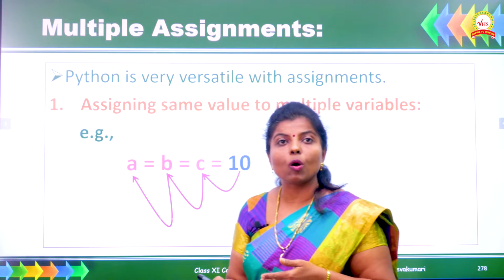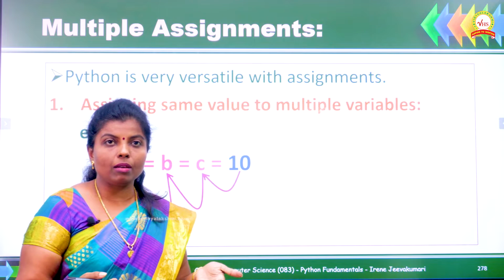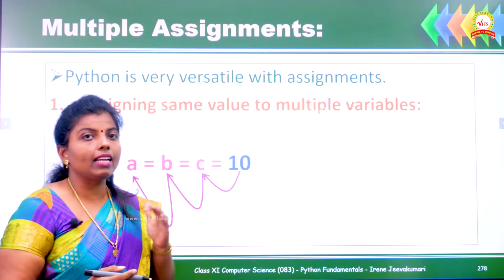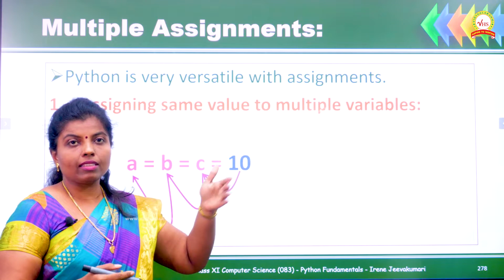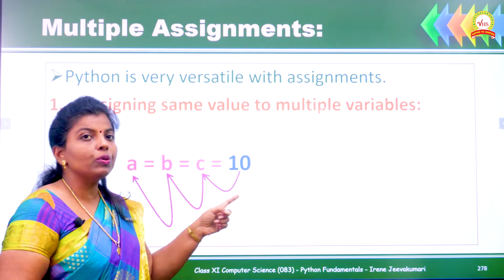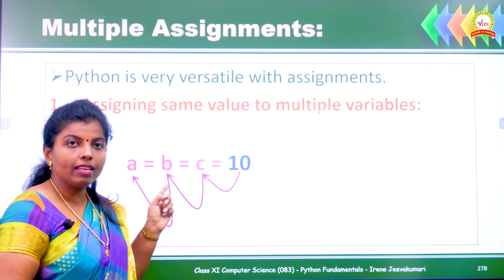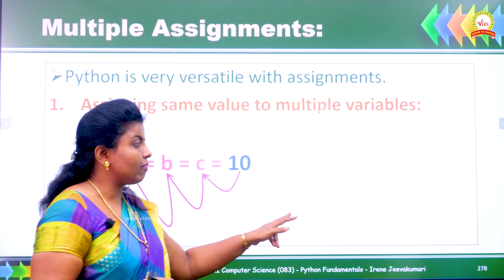But how does Python treat this? We have learned that whenever we create a variable in Python, it creates a label for these variables, and those labels reference the memory address where the value is stored. Now this same value is being referenced by all these variables. So let us see what takes place internally.